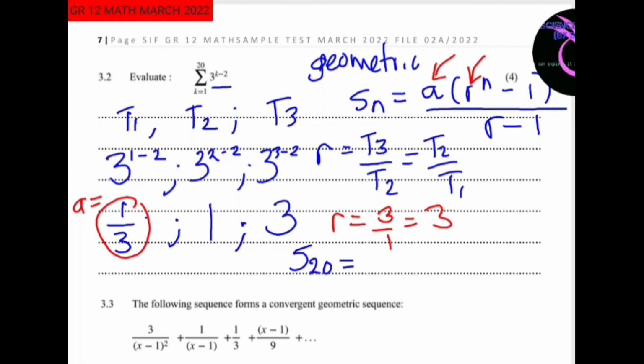The sum of 20 terms is now equal to a, which is 1 over 3, times r, which is 3 to the power of 20 minus 1, all over 3 minus 1. We get a very, very large number.